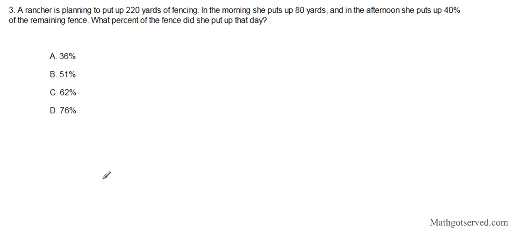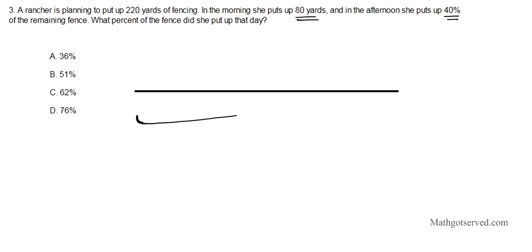All right, let's move on to question number 3. It says a rancher is planning to put up 220 yards of fencing. In the morning, she puts up 80 yards, and in the afternoon, she puts up 40% of the remaining fence. What percent of fence did she put up that day? Okay, so let's say this is the entire fencing that she has, which is the entire thing is 220 yards, right? So from here all the way to there is 220.